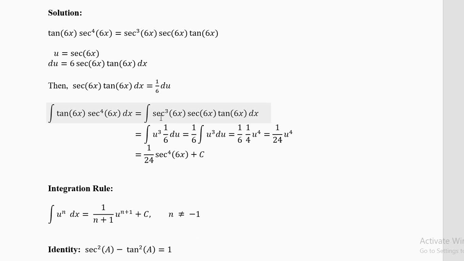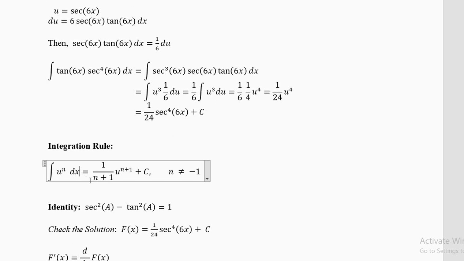So you can write it as u cube, 1 over 6 du. 1 over 6 will come out. Integration of u cube is 1 over 4 u power 4. 6 into 4 is 24. You have 1 over 24 u power 4. How much is u? Secant 6x. So u equal to secant 6x, and your final answer is 1 over 24 into secant power 4 of 6x plus c.